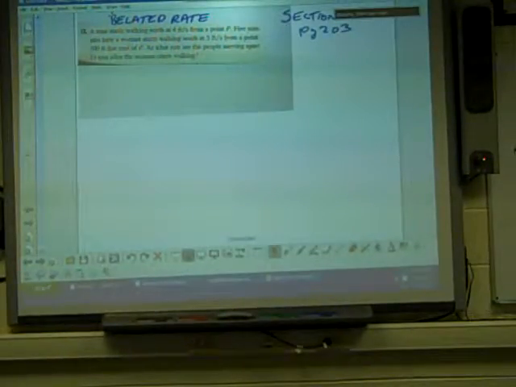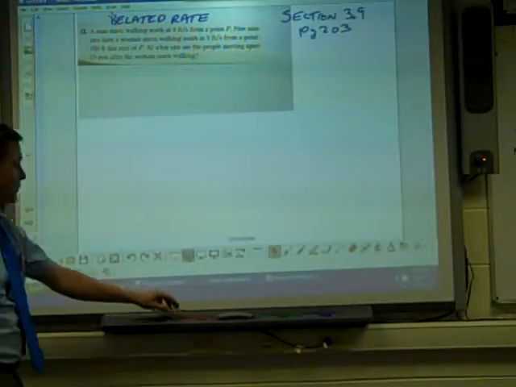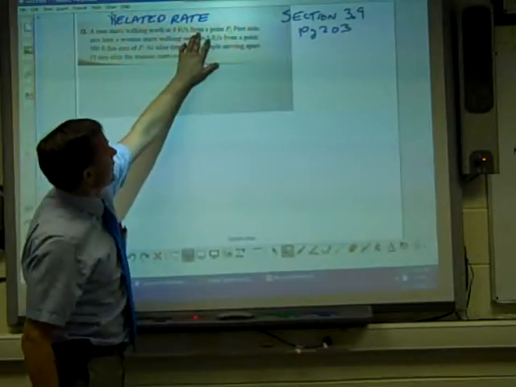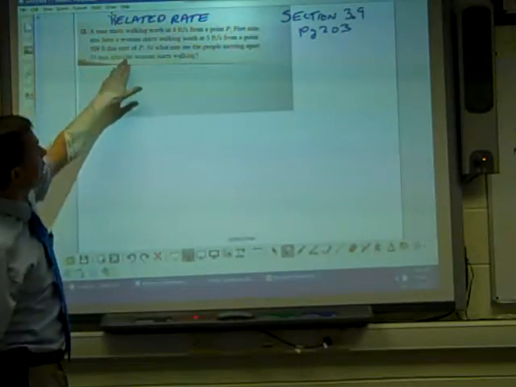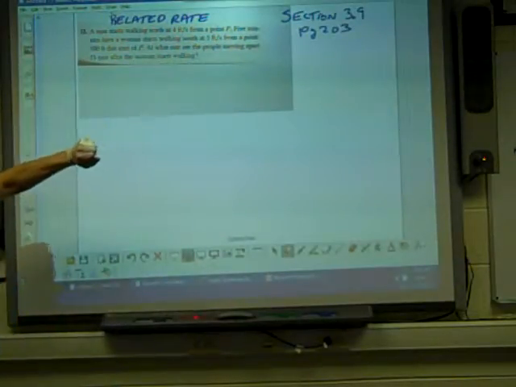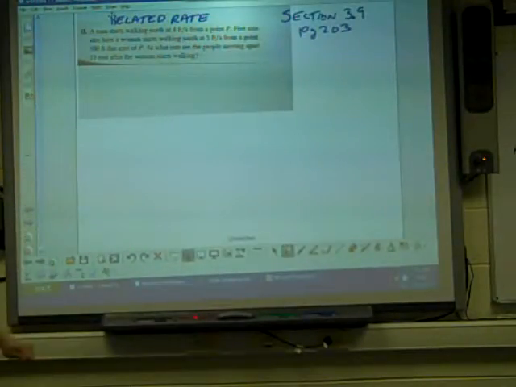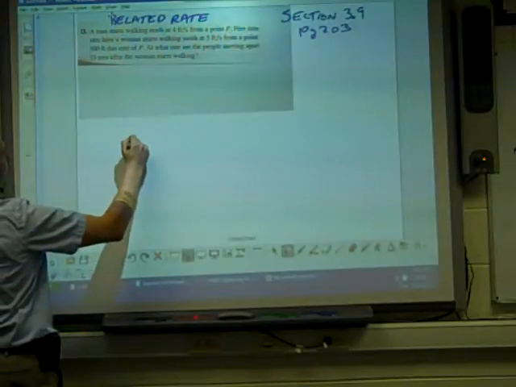We got a related rate problem. This is out of section 3.9, page 203. A man starts walking north at 4 feet per second from point P. 5 minutes later, a woman starts walking south at 5 feet per second from a point 500 feet east of point P. What's the rate at which the people are moving apart?